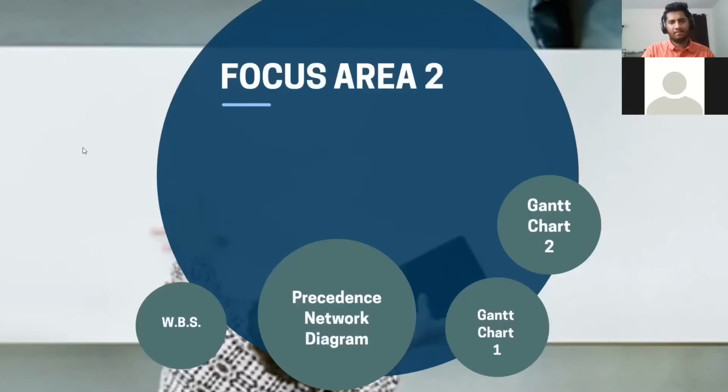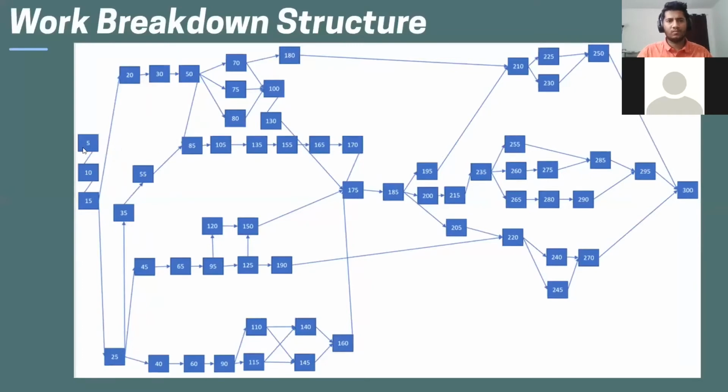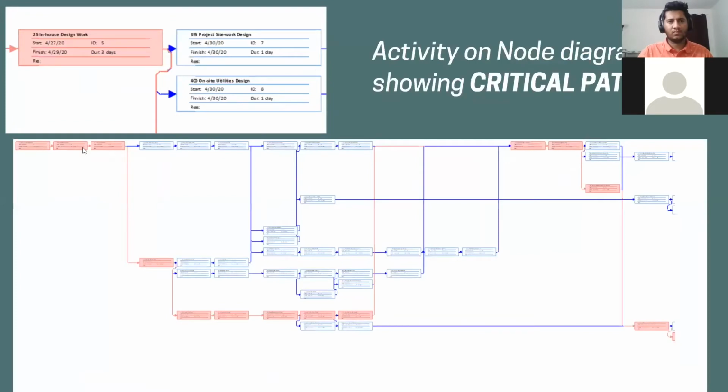Now for focus area 2, from table 2, we have the activities, durations, and successors listed. From that, we created a work breakdown structure that represents start to finish for each activity, starting from activity 5 to activity 300. And this is the activity-on-node diagram showing the critical path.